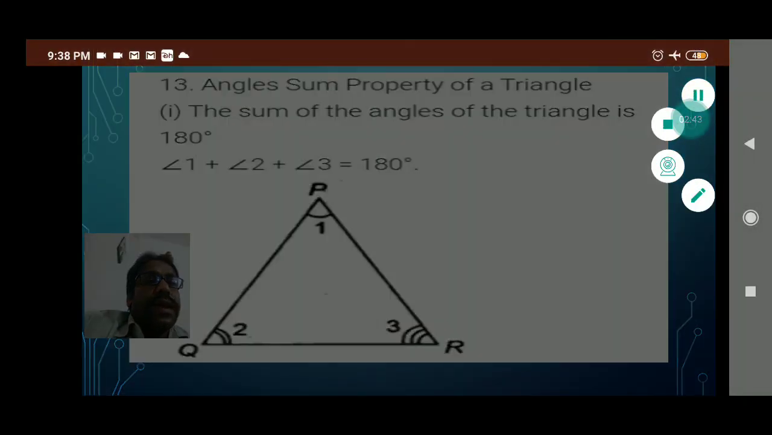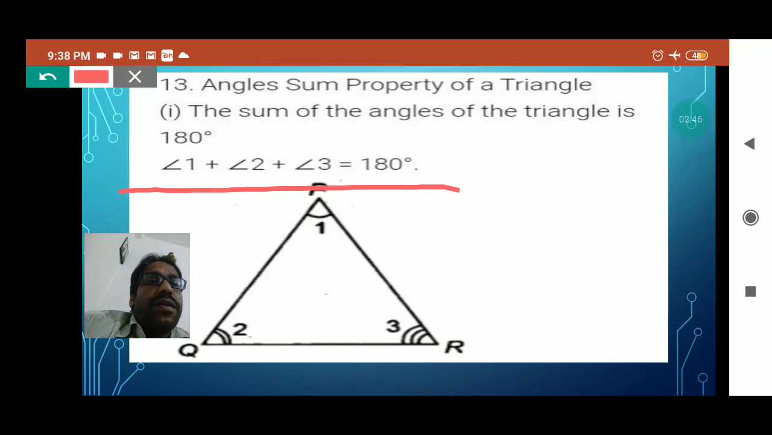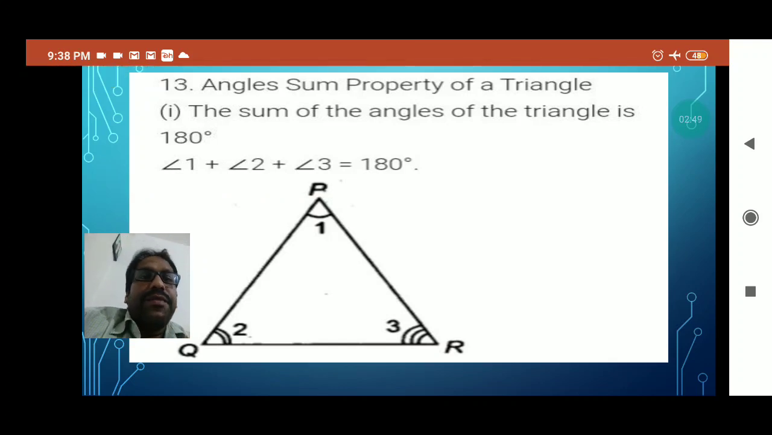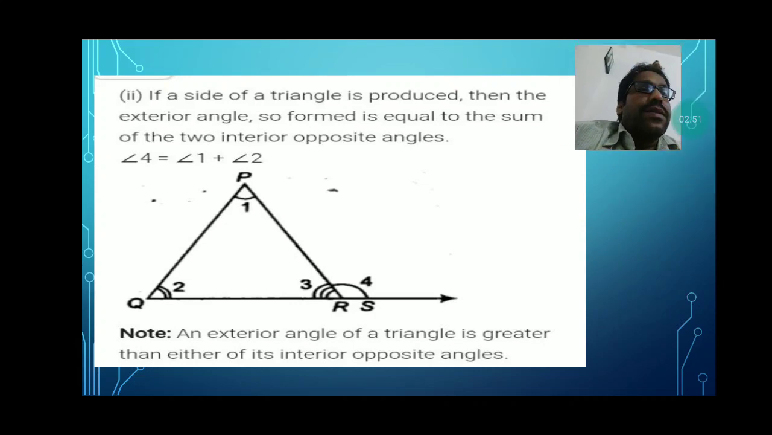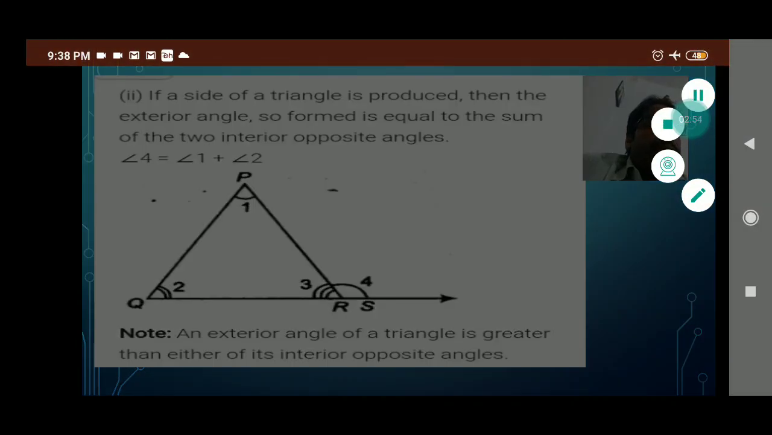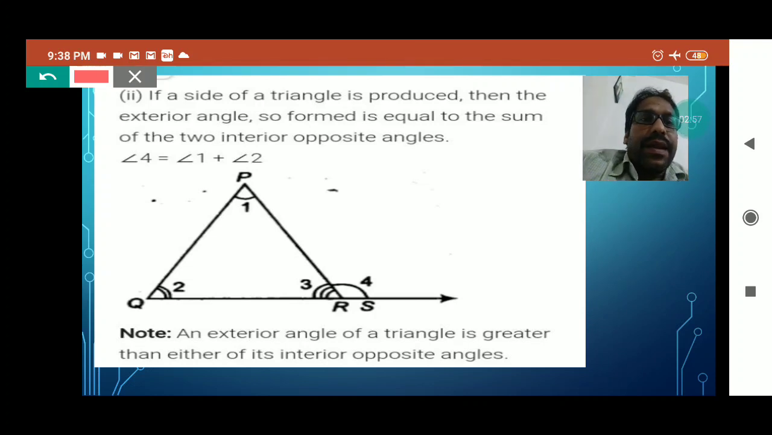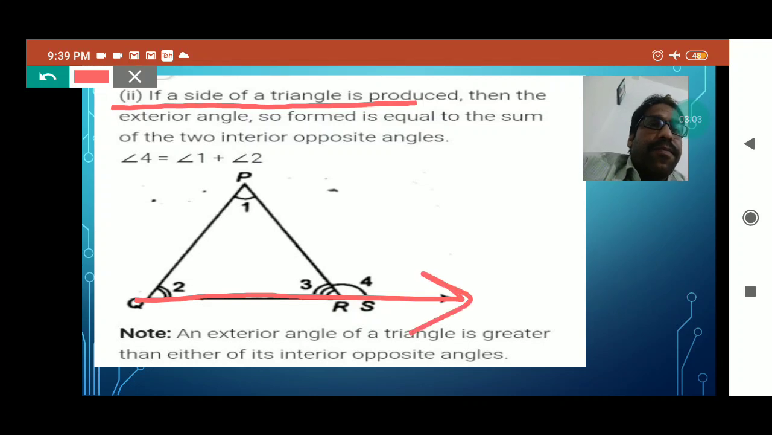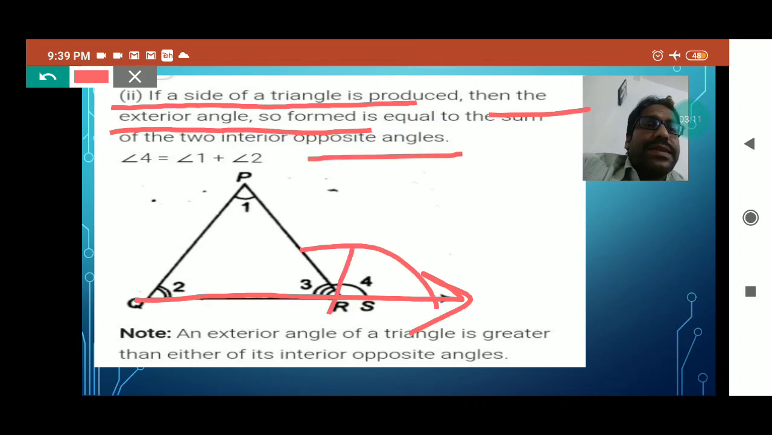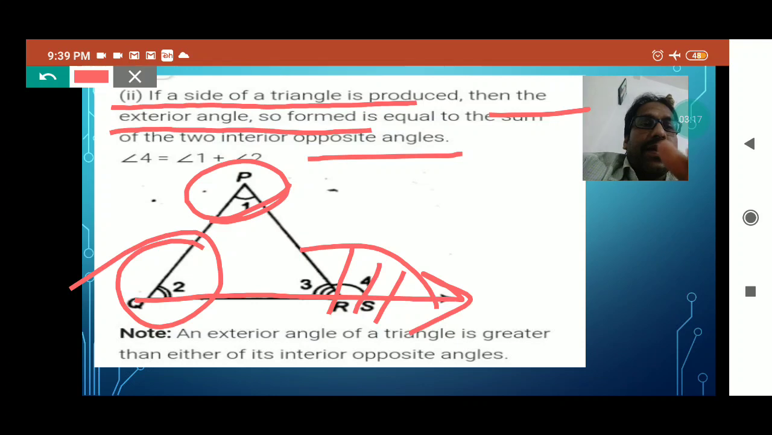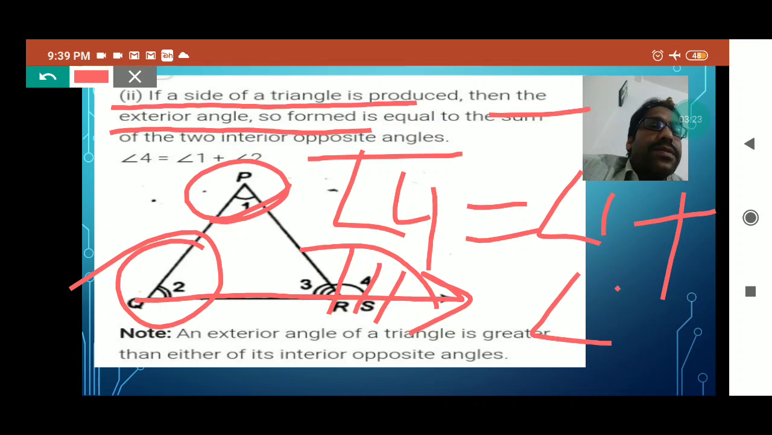This is an important one: the sum of all the angles of a triangle is 180 degrees. Then we have read the exterior angle property. It says that if a side of a triangle is produced, this is the side which has been produced here, then the exterior angle so formed is equal to the sum of the two interior opposite angles. So this angle is equal to the sum of this angle plus this angle. That means angle 4 is equal to angle 1 plus angle 2.